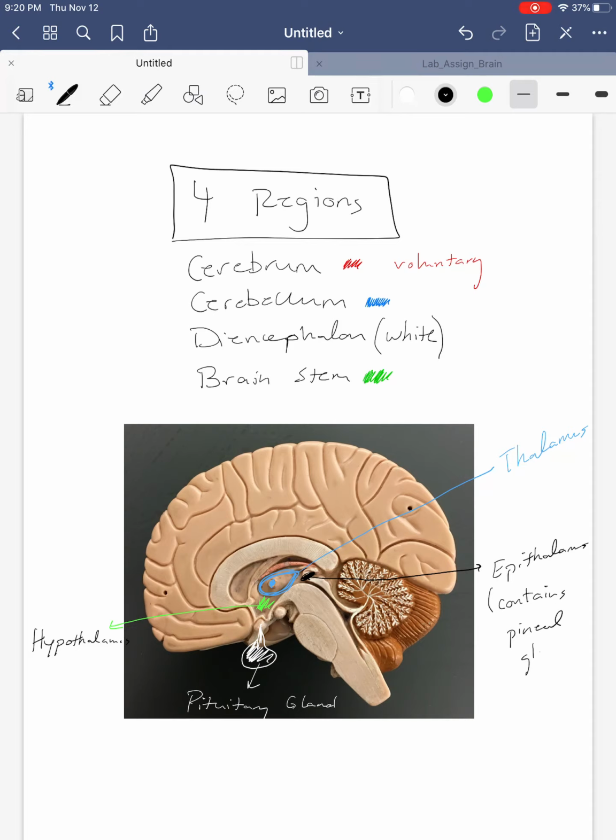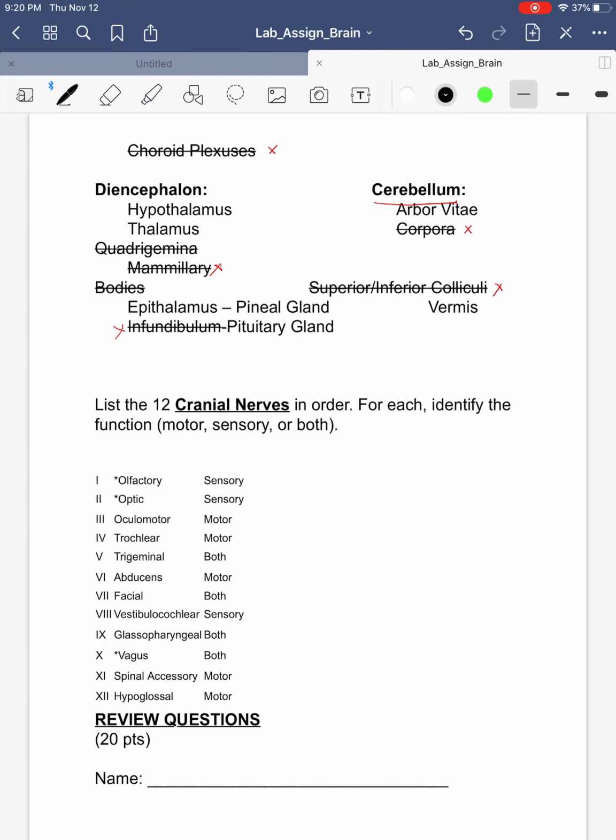Some may say pineal, I say pineal. As you're going to learn in lecture, or maybe you already have, this is the gland that secretes melatonin, which is one of our hormones that we know is responsible for our sleep-wake cycle. All right, my friends, there we go.